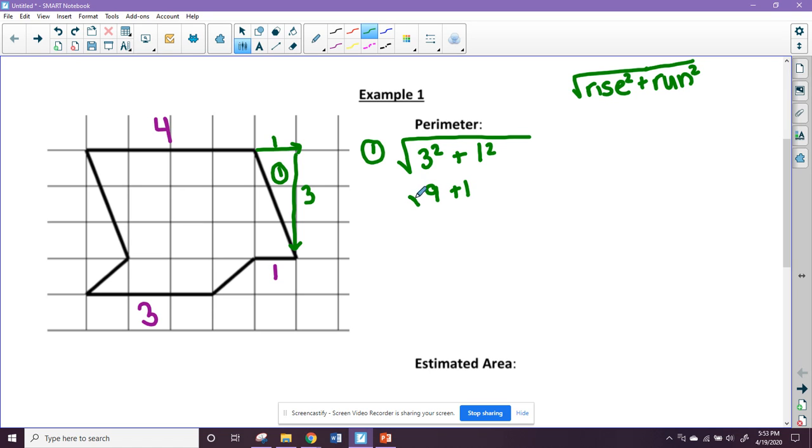So we're going to be finding the square root of 10. So using your calculator, you're going to find the square root of 10. And the square root of 10, if we round it, is 3.2. So our length here is 3.2.